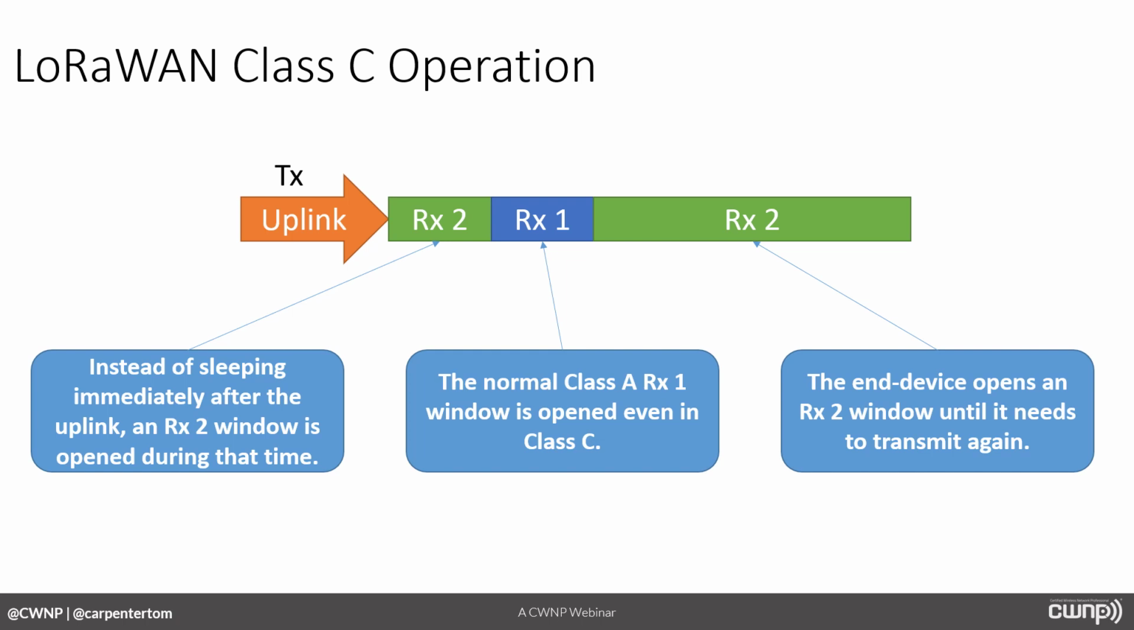Maybe it's an actuator, for example, and you want it to receive a message quickly if you want it to turn something on or turn something off or something like that. And so that's a Class C operation device.